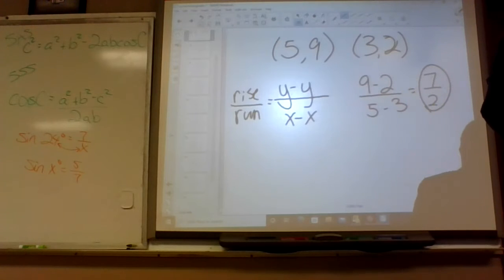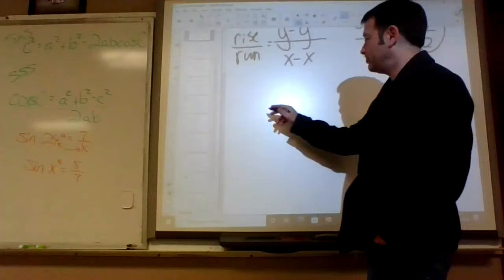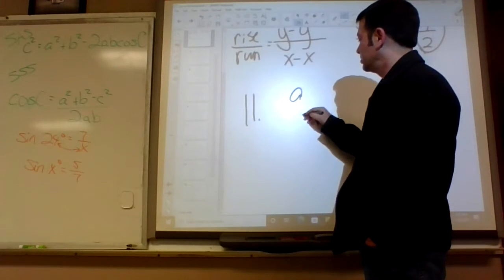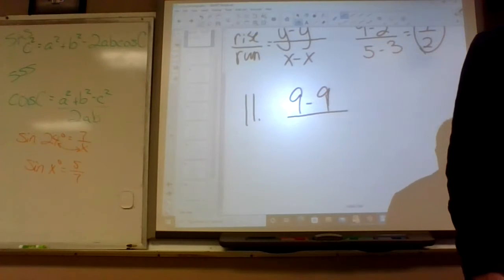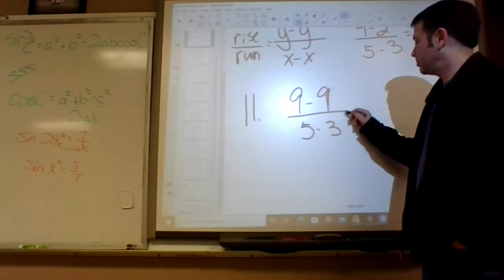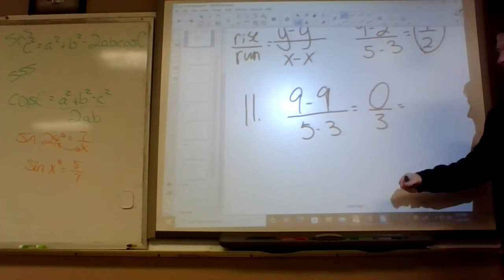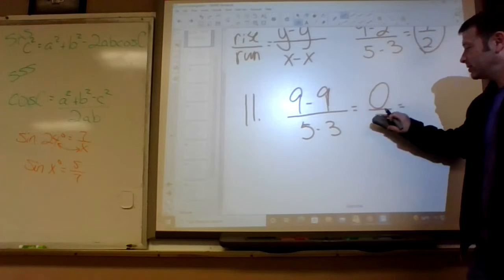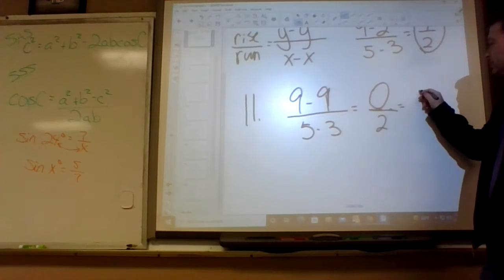Alright, number 11, same thing. What should I put on top on number 11? 9 minus 9. It's getting weird on this one. And on the bottom is 5 minus 3 again. Okay, what is 0 over 3 equal? 0. Or sorry, 2, I mean. Doesn't really matter. I put a 3 right there though. It's like 0 still. Still 0.